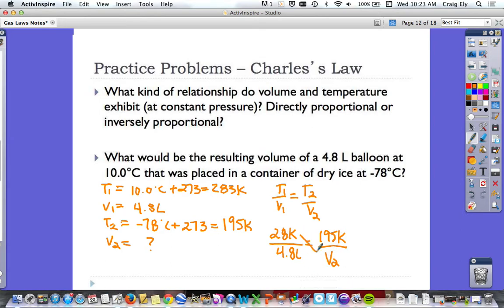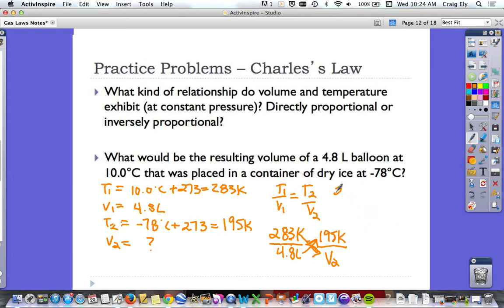So we're going to cross multiply. So this is where the mistake was. Let me make sure I do this right. So now we have, let's make this 283 like it's supposed to be, not 28K. So this should be 283K. Okay, so back to the problem.